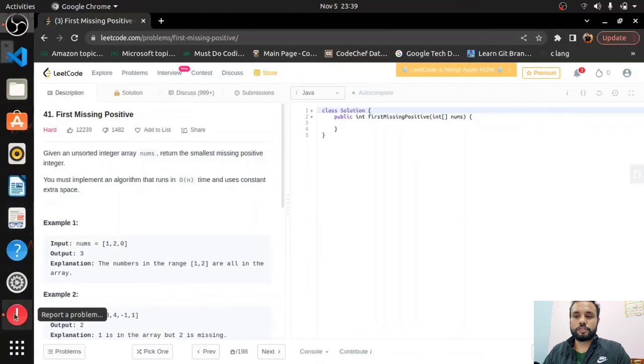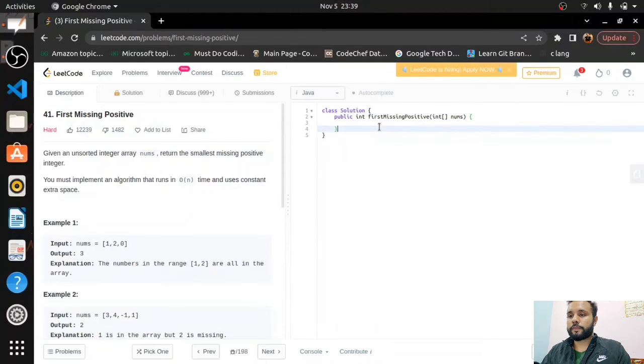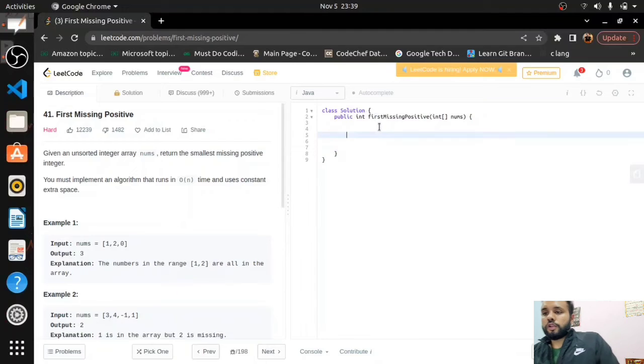Ubuntu ran into some problem. I don't want to send it.